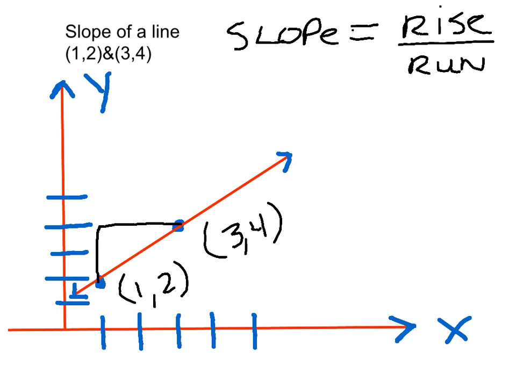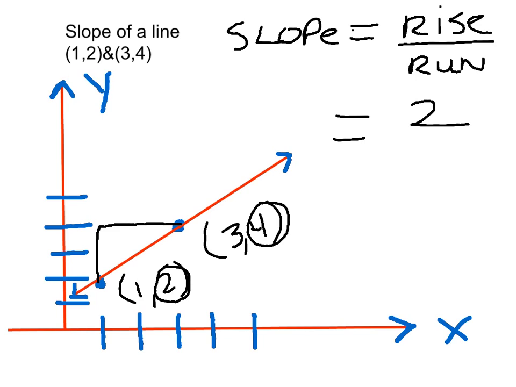So if slope is rise over run, to rise up the y-axis from the first y component to the second y component, we had to go up how many units? If our lowest point is 2 and our highest point is 4, we had to rise up 2 units. Now let's take a look at our run.